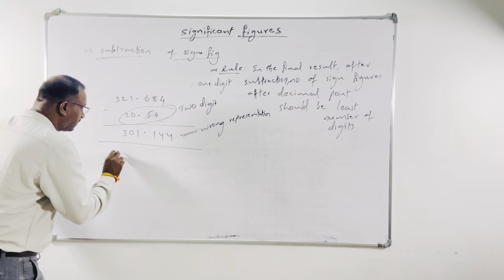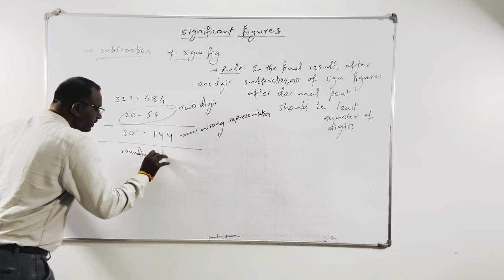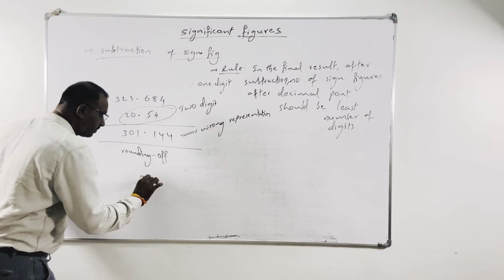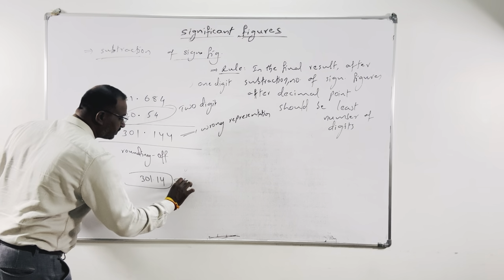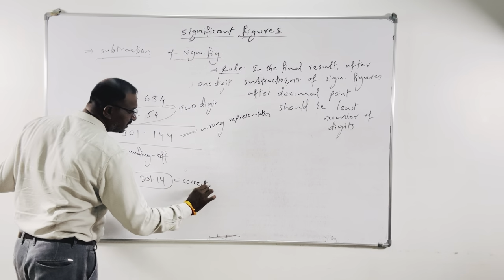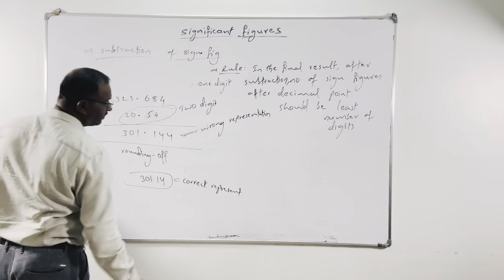So after rounding off, this value becomes 301.14. This is the correct representation. Why? Because here 2 digits are there, so I am writing 2 digits in the final answer, the correct representation.